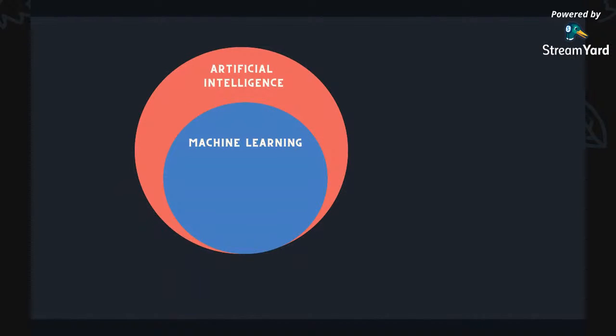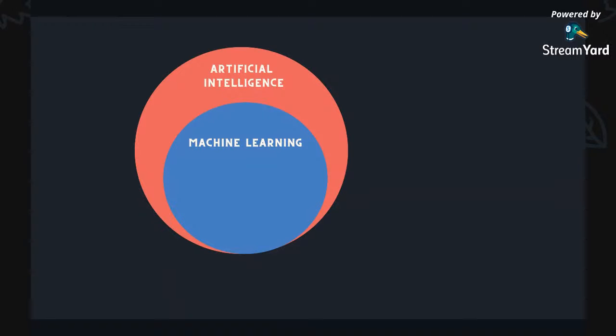Machine learning is a subfield of artificial intelligence. In machine learning, we are building or using algorithms which use past data and try to predict the future. So in machine learning, we are trying to predict the future by using these algorithms.